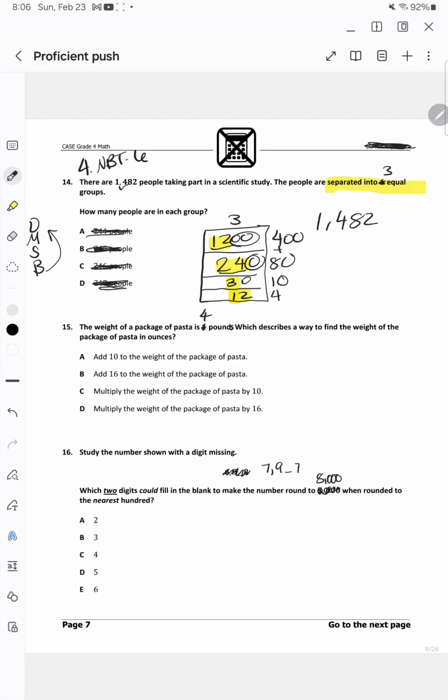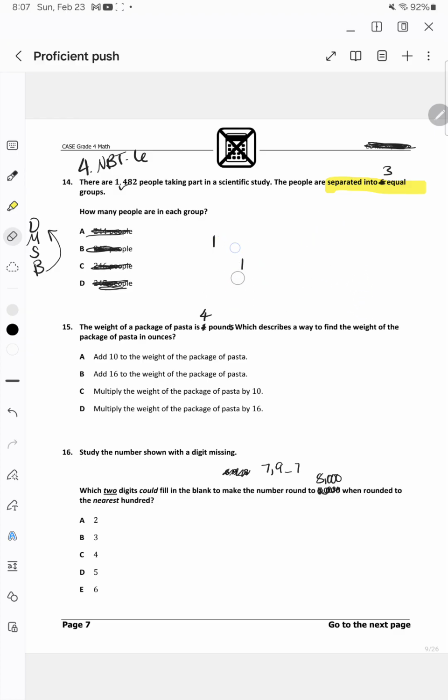The last step of any area model, whether you're multiplying or dividing, is addition. So I'm going to add up 400 plus 80 plus 10 plus 4. The answer is 494. Now, if you say, Miss King, that's a lot, I don't want to do it that way. Well, you can use the long division way.